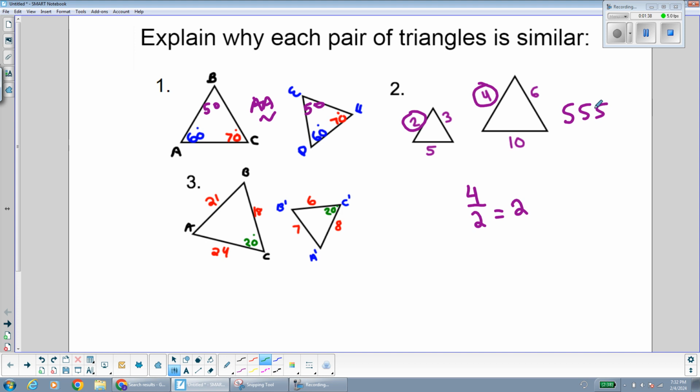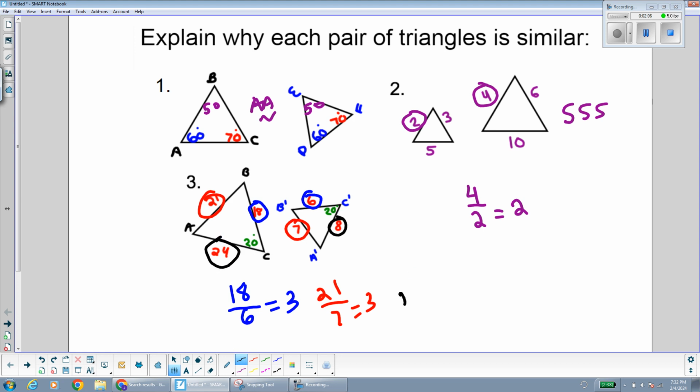And finally, in the third example over here, if I want to see if the corresponding sides are proportional, I can take the corresponding sides and divide the side from the big triangle over the corresponding side from the small triangle, and I get 3 over there. And I can do the same thing with the other pairs of corresponding sides as well, so I can see if they have the same scale factor. And I see here that the sides are in fact proportional, so these two triangles are similar by SSS.